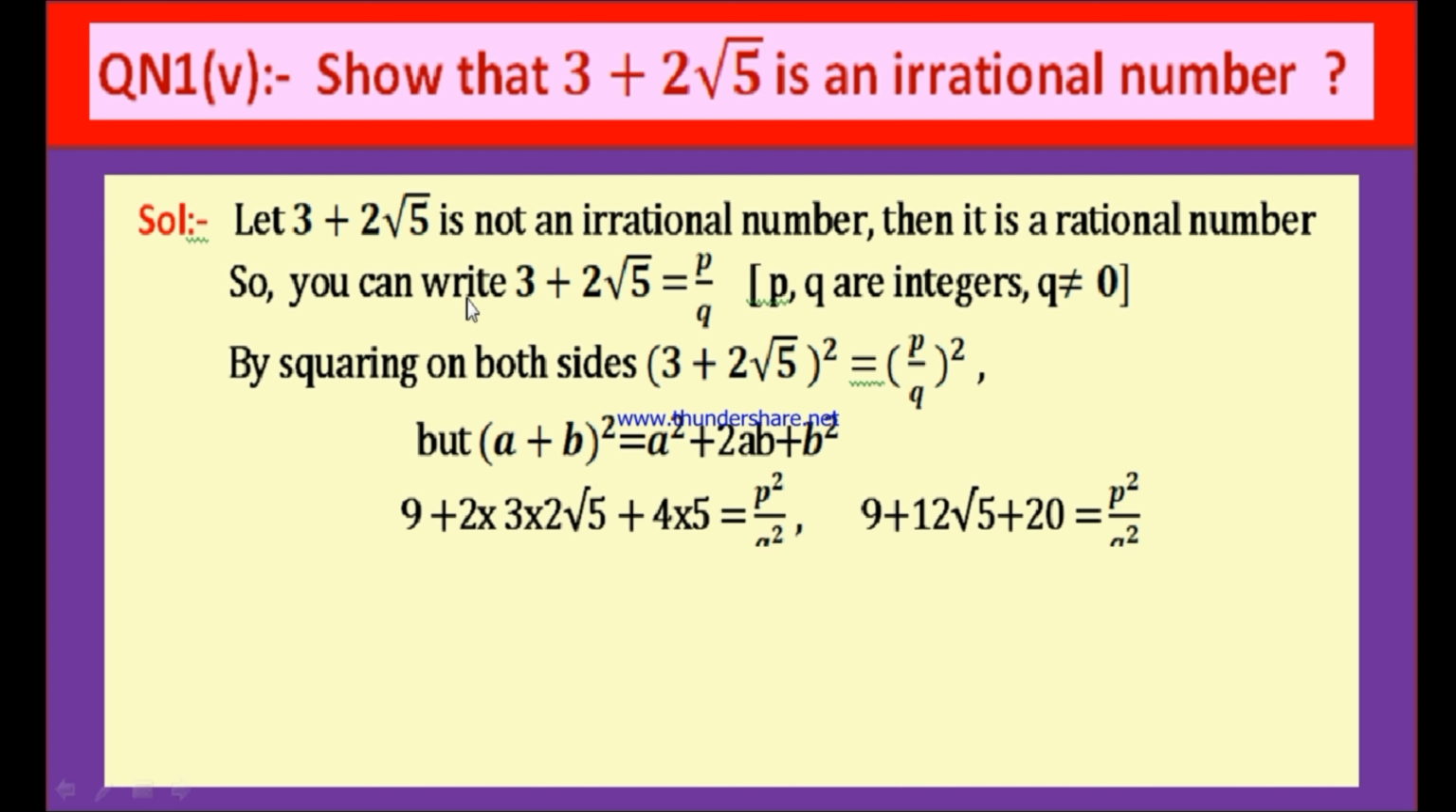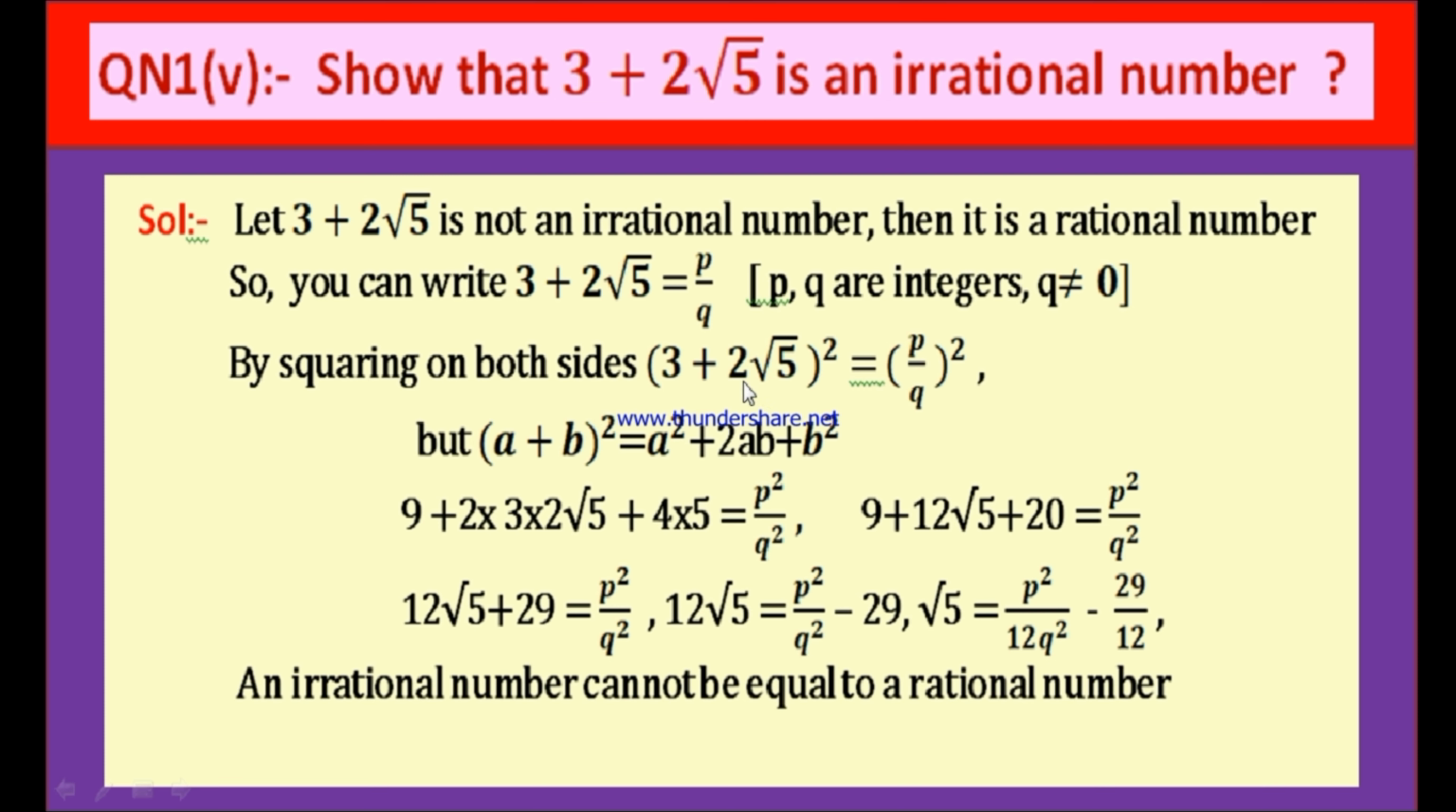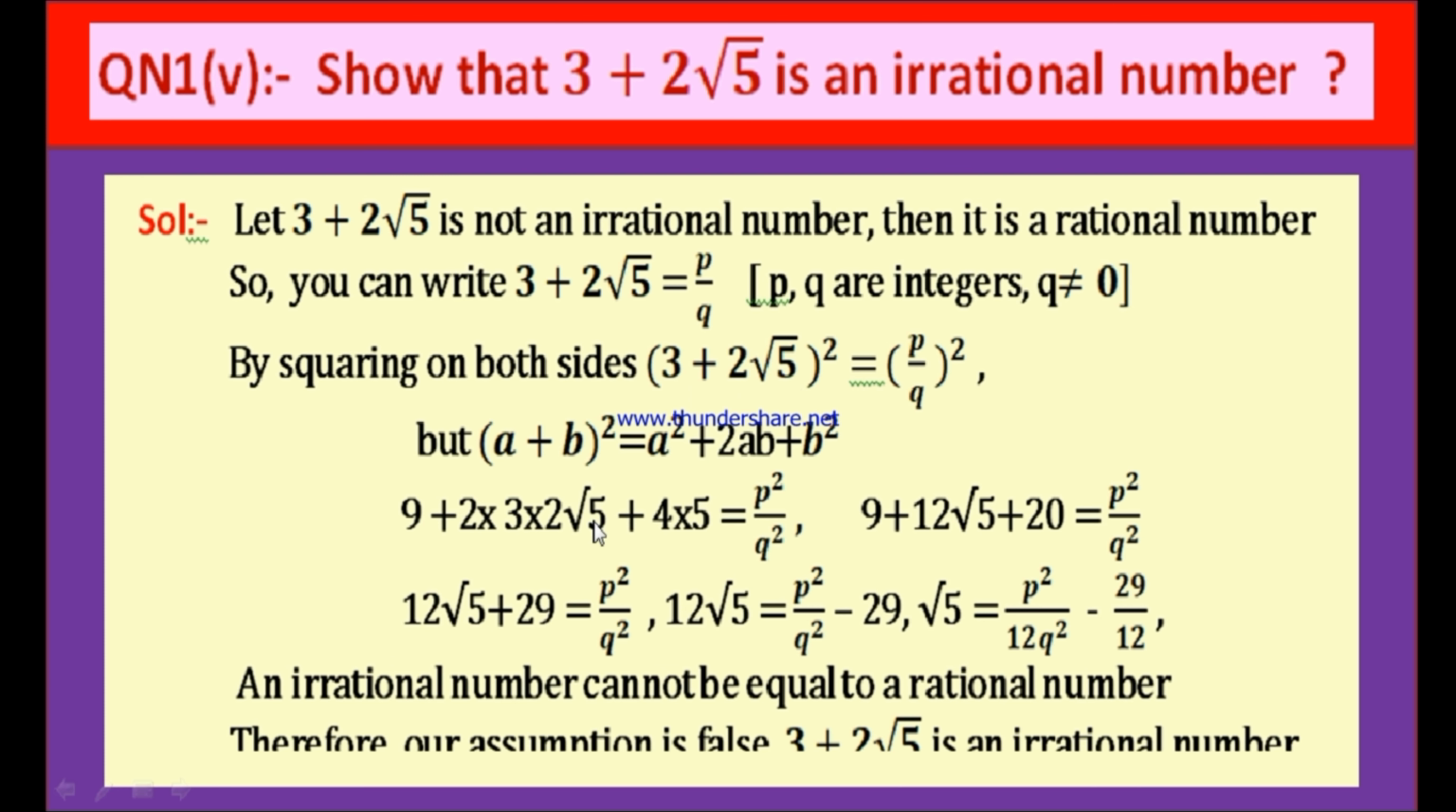Now if you apply (a plus b) whole square to (3 plus 2 root 5) whole square, a value means 3 and b value means 2 root 5. a square means 3 square is 9, plus 2ab, 2 into 3 into 2 root 5, plus b square is (2 root 5) whole square. 2 square is 4 and root 5 whole square is 5, equal to p square by q square. 9 plus 2 into 3, 6, 6 into 2, 12 root 5, plus 4 into 5 is 20, equal to p square by q square.